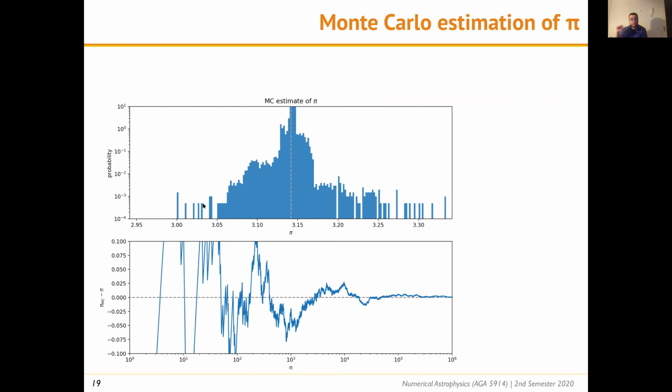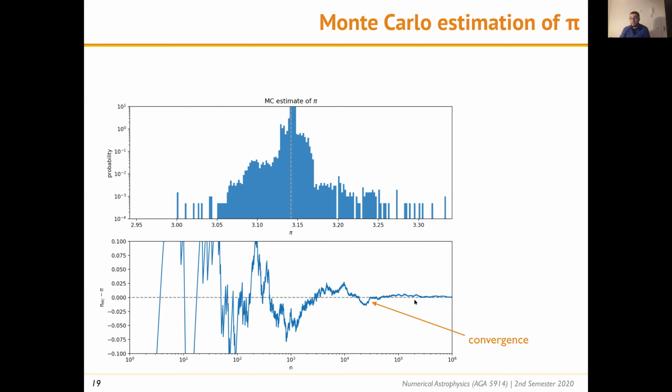But how many random values were required in order to really start getting close to the value of pi? The real value of pi is denoted by this dashed line here. You'll see that if we just take 100 values, it's not good enough. But as we get close to 10,000, we start approaching the value of pi. That's when things start to converge. It's maybe 3.15 or 3.13, but it's not 3, okay?